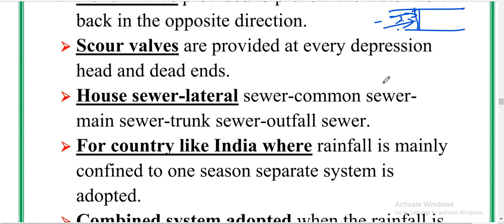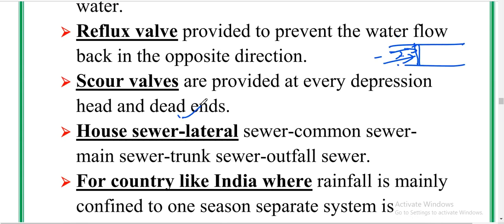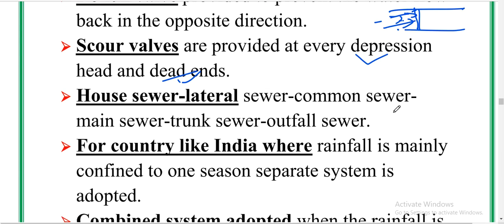Scour valves are provided at every depression head and dead end. So scour valves protect the depression head and dead end. Sewers: house sewer, lateral sewer, common sewer, main sewer, trunk sewer, outfall sewers. Okay, so these are the several sewers.